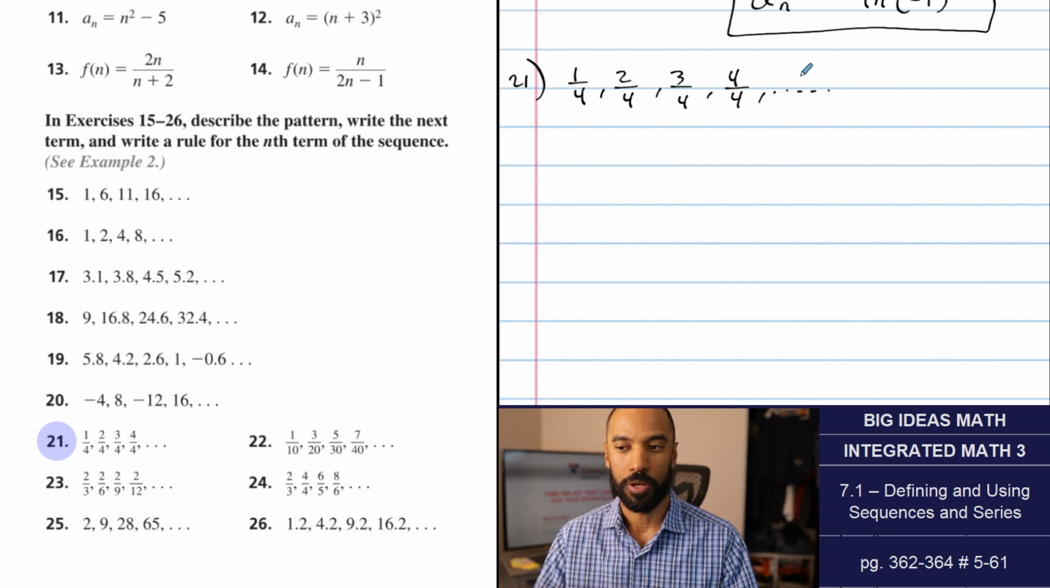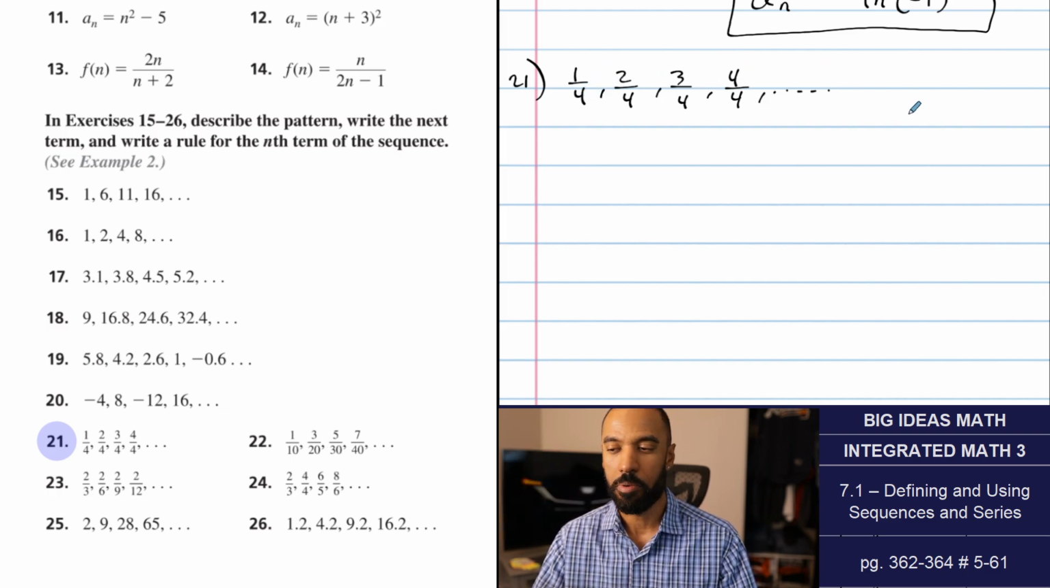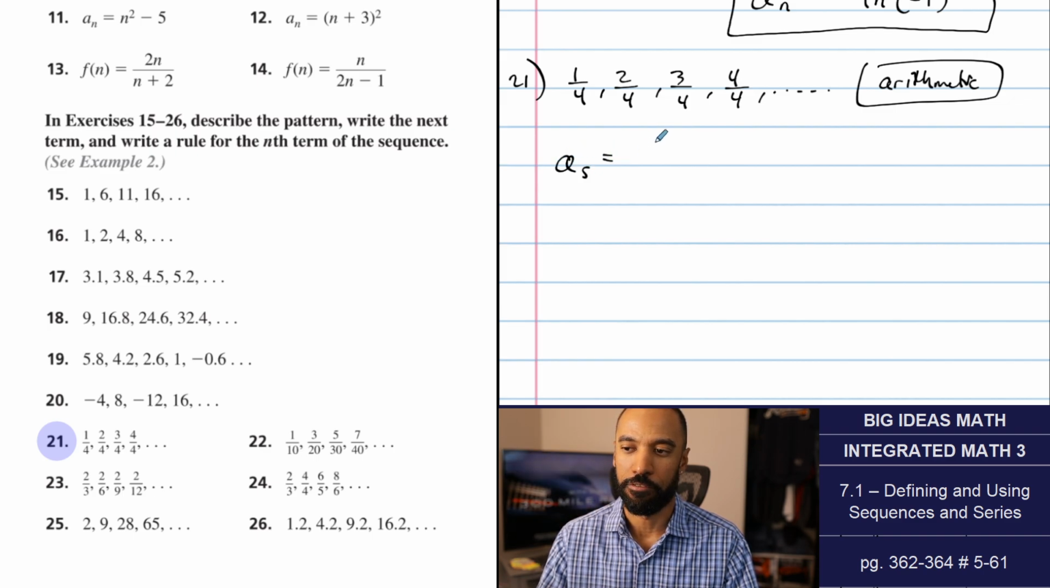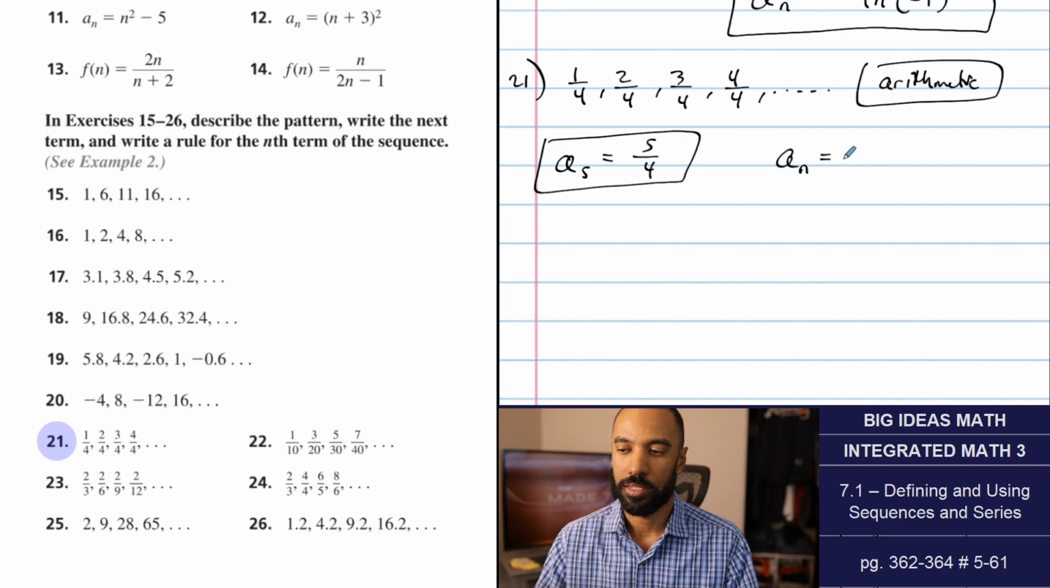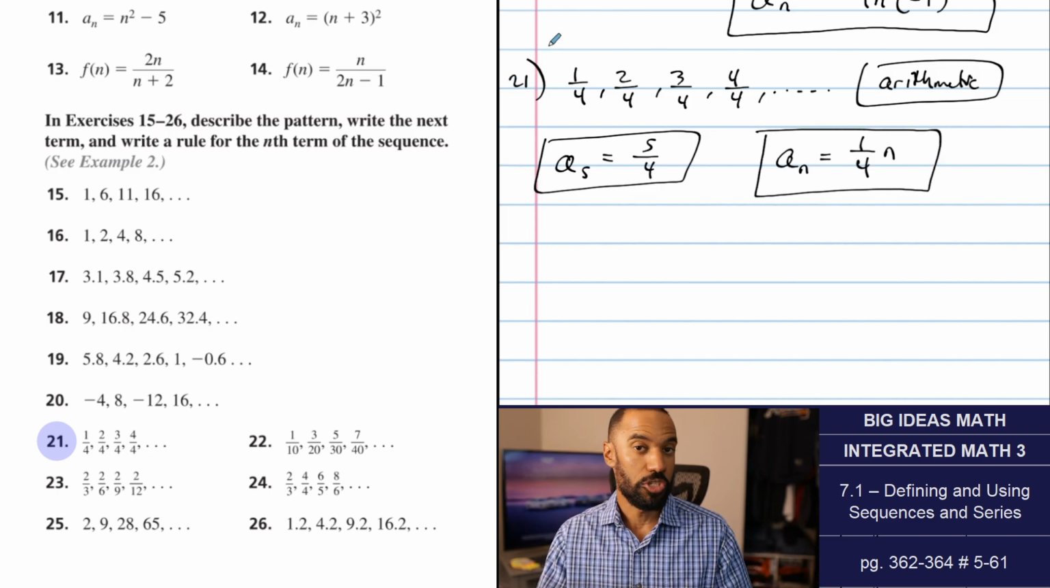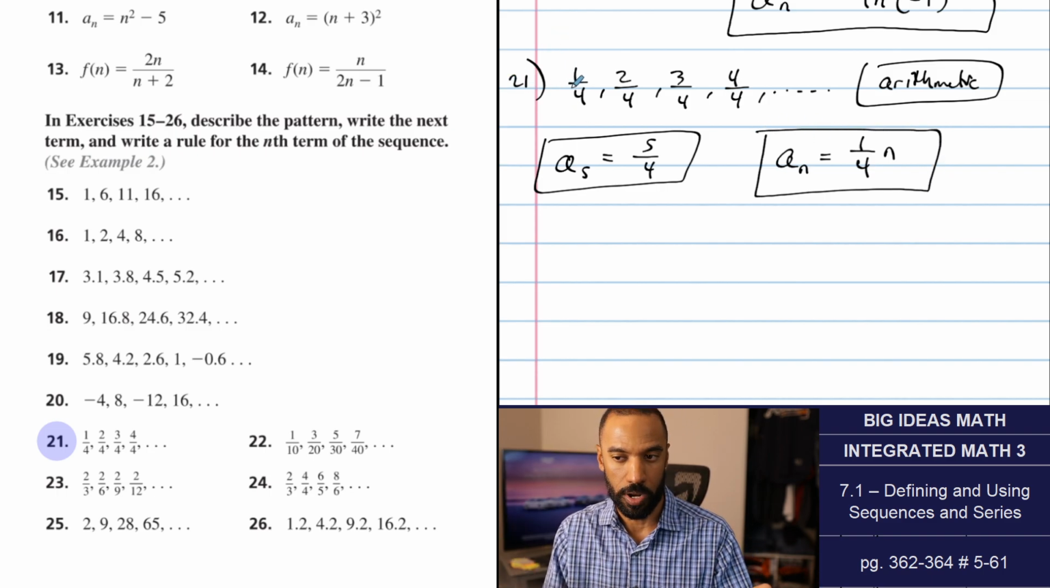We're adding 1/4 each time. Starting from 1/4, but we're adding 1/4 each time. So this is an arithmetic sequence. The 5th term, the next term, is 5/4, and I'll write it as an improper fraction. And my sequence is 1/4 n. Now, 1/4 times n, the 0th term would have been 0. 1/4 times 1 is 1/4, 1/4 times 2 is 2/4, etc.